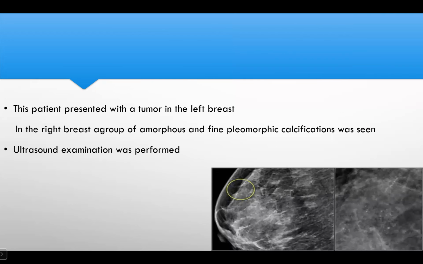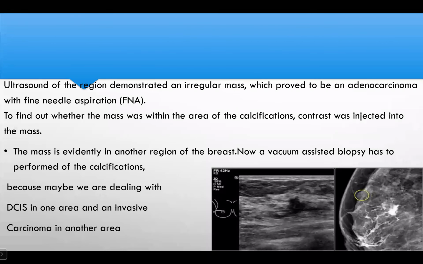This patient presents with a tumor in the left breast. In the right breast, a group of amorphous and fine pleomorphic calcifications was seen, so an ultrasound examination was performed. Ultrasound of the region demonstrates an irregular mass, proved to be adenocarcinoma by FNA. To find out whether the mass is within the area of calcification, contrast was injected into the mass. The mass is evidently in another region of the breast, so a vacuum-assisted biopsy has to be performed for the calcification, because we may be dealing with ductal carcinoma in situ in one area and invasive carcinoma in another area. So the contrast is very helpful.